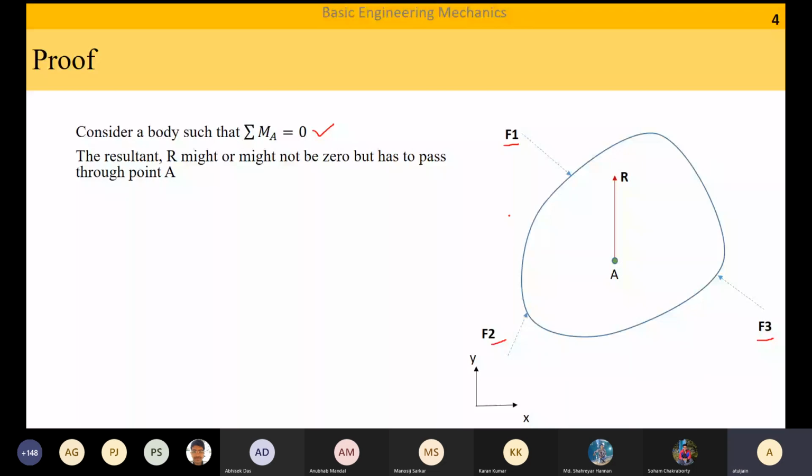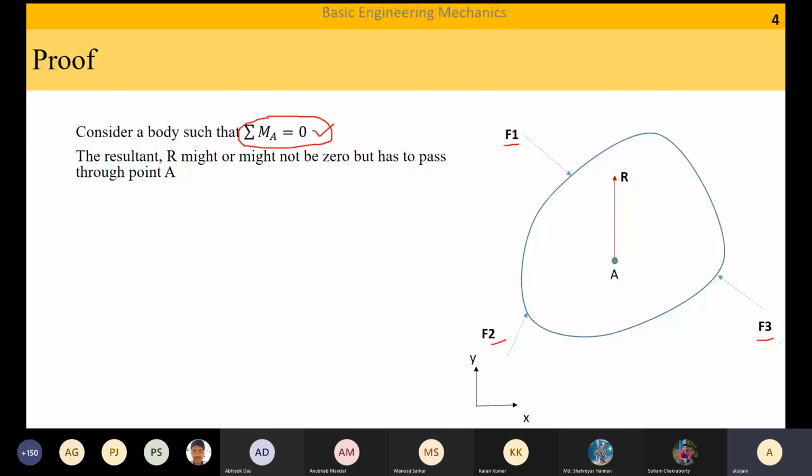For this case, the body might or might not be in equilibrium because R can be non-zero. If the R resultant is passing through A, R can be non-zero and this condition can still be satisfied. Yes? Now let us add another condition.